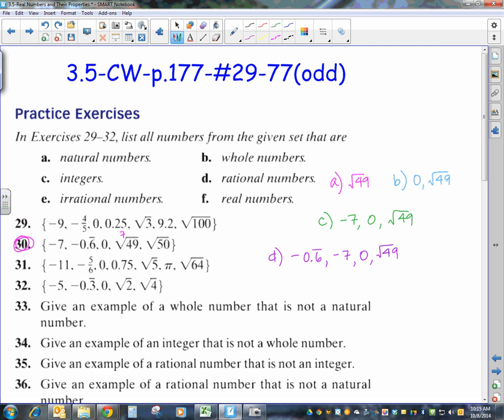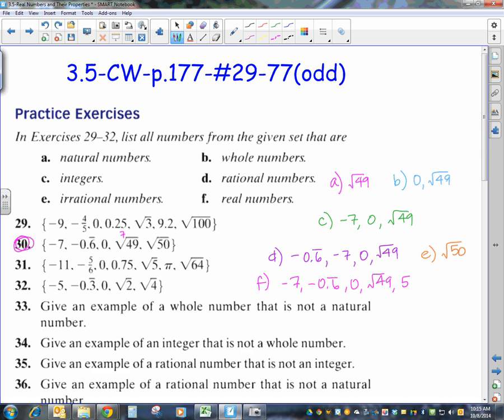Okay, then E asks for irrational numbers. Well, irrational numbers and rational numbers cannot be both. So any numbers in these lists that I haven't listed would have to be my irrational number, which is going to be the square root of 50. And then F asks for real numbers, and all the numbers that you've dealt with are real numbers, so I'm just going to list them the way they are here.